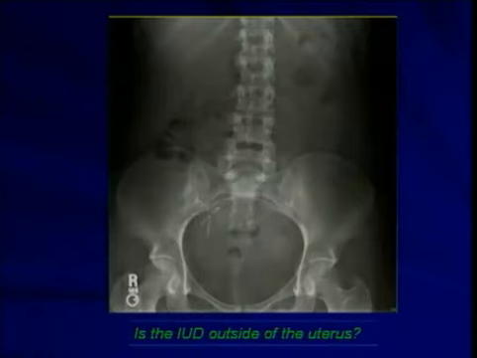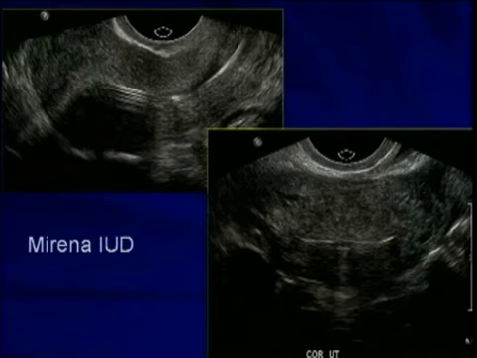And here a plain film on a woman. Again, the question was, is the IUD outside of the uterus? Because the string could no longer be palpated. When you look on a plain film, you know the IUD is someplace in her body, in the pelvis, but you really can't say where it is because we can't define the location of the uterus.